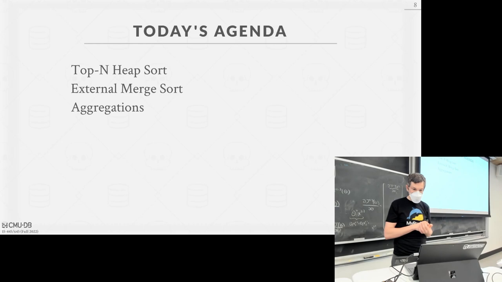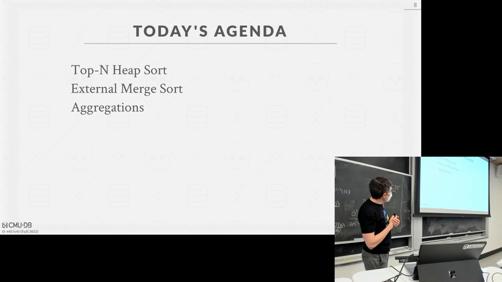And we'll see how next week we can use sorting and also hashing for doing joins as well. All right? And then we'll finish up talking about how to do aggregations, either with hashing or with sorting.